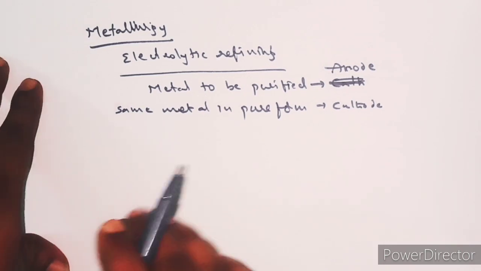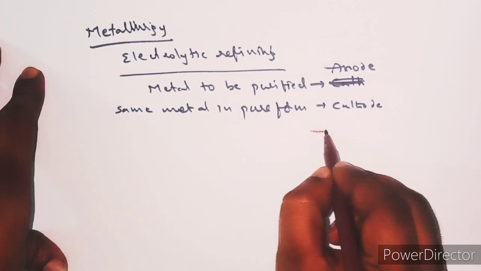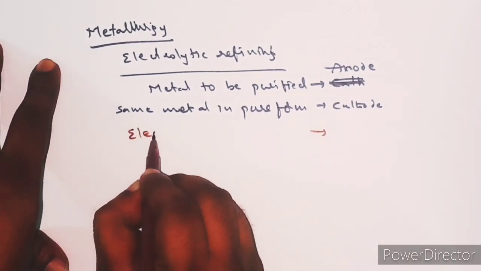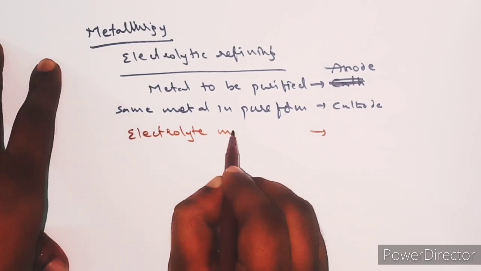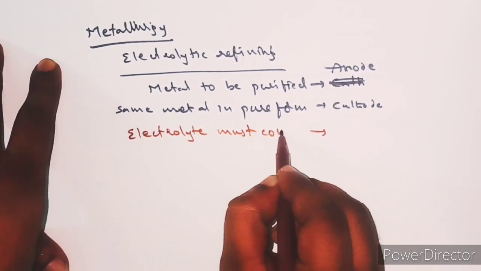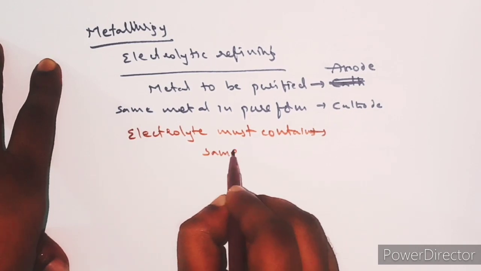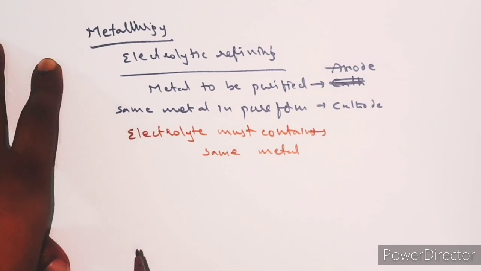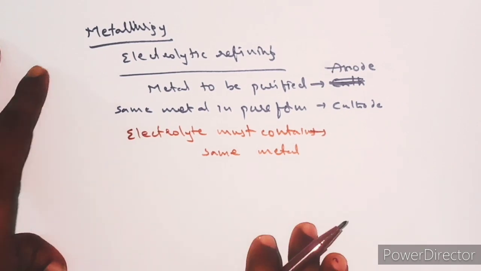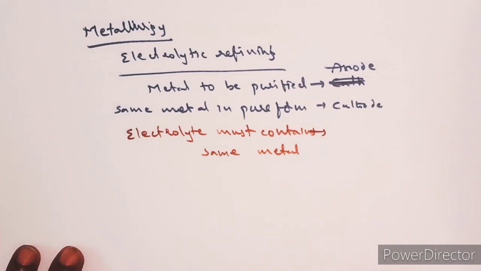And what kind of electrolyte do we have to take here? The electrolyte must contain the same metal which we are using as the anode and cathode, and it should be a soluble salt. Same metal, and it should be a soluble salt. This is the most important thing you guys must remember.